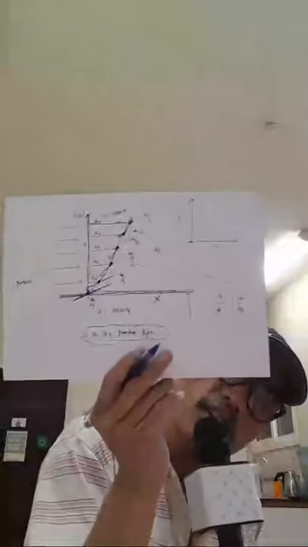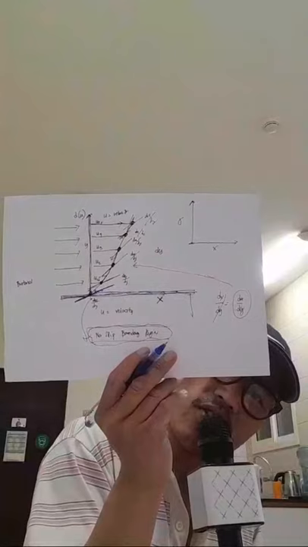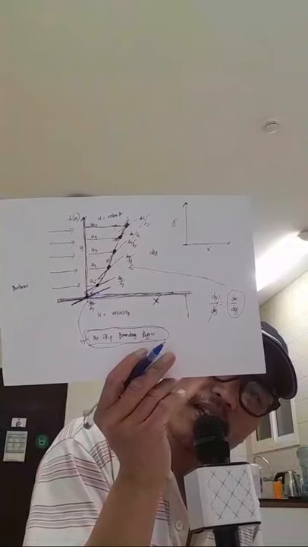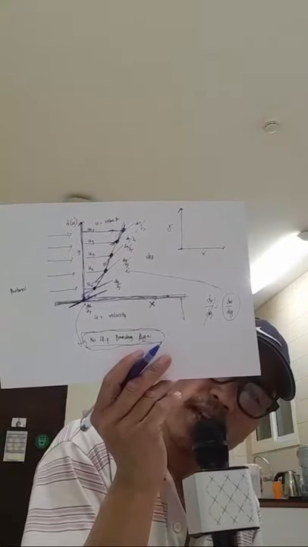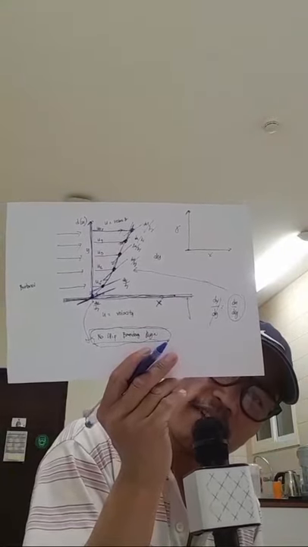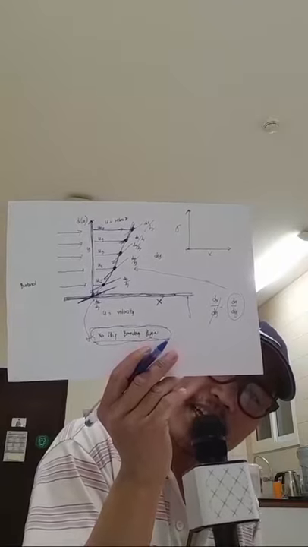Shear stress equals to rho, and then we have here the x. Try to look at that situation. The more the velocity decreases, to zero, the higher the slope, du dy, right? So the higher the slope, the higher the shear stress.